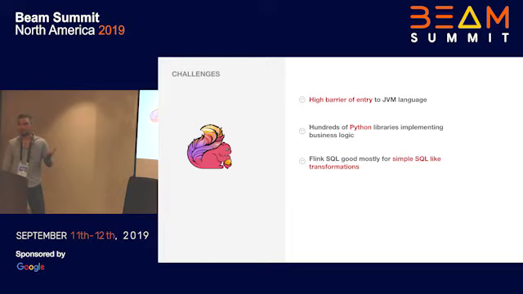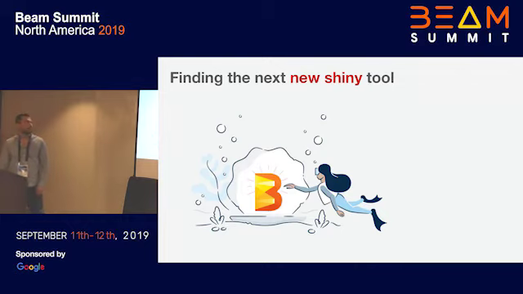The alternative is Flink SQL. It works really well for simple transformations. If you want to do some custom transformation, you still need to write your own UDF, and you need to write your own UDF in Java. So we are back at square one. So we started looking for a new shiny tool, and that's where we found Beam.